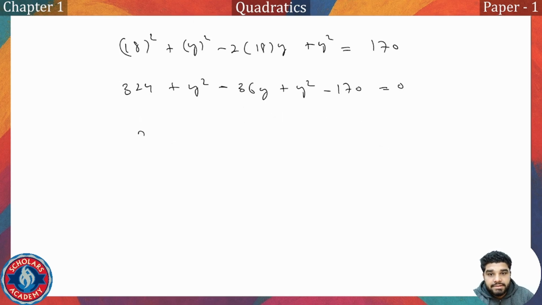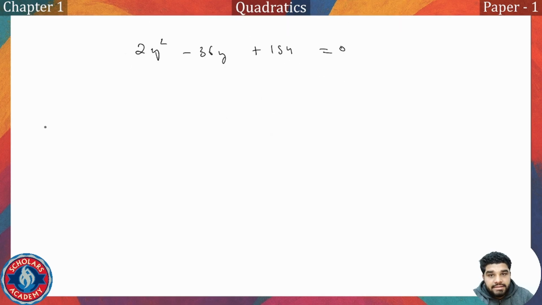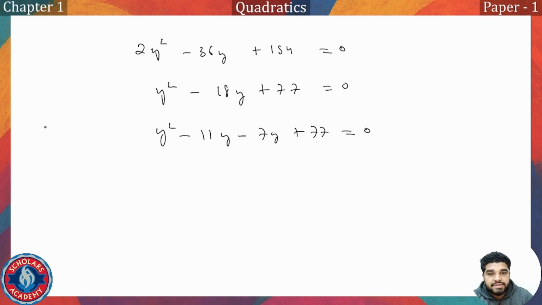So what I get is 2y² - 36y + 154 = 0. If I take 2 common, I get y² - 18y + 77 = 0, right? I can simply see that it is 11 times 7, 77. So y² - 11y - 7y + 77 = 0.